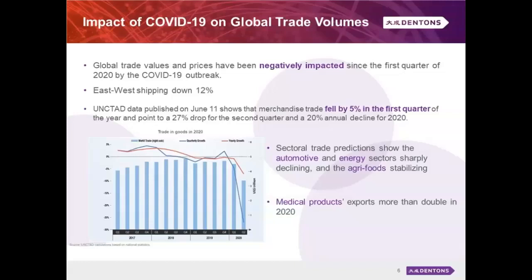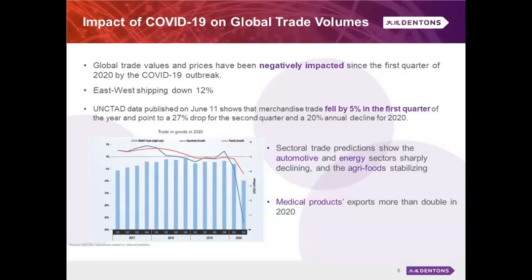Obviously, if you're doing business and you're looking for inputs, that has been significantly affected, given that global trade volumes have largely been stalled or reduced throughout the COVID period. This has changed depending on where you are and what sector you're in. Energy, obviously, as I noted before, sharply declining. The automotive sector, obviously, significantly impacted as well.